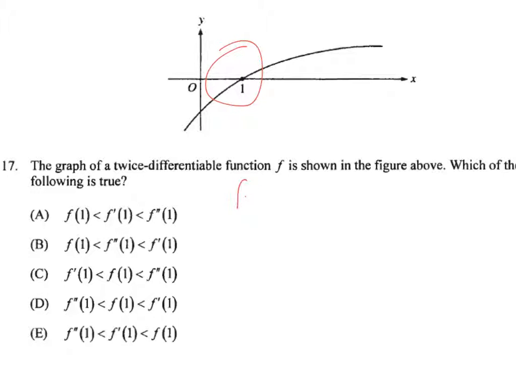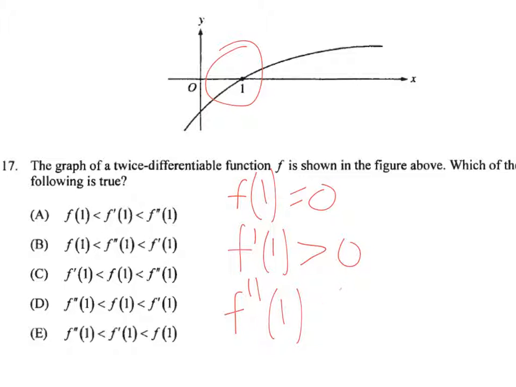So, well, f of 1 we know is 0. And if the function's increasing at 1, then I know that f prime of 1 is greater than 0. And then if it's concave down at x equals 1, then I know that the second derivative is less than 0. So if I wanted to order these, the second derivative is going to be the smallest. So this is the smallest, and this is the second smallest, and that's the third smallest, so it must go f double prime is less than f prime, and there we go. So for 17, D is the answer.